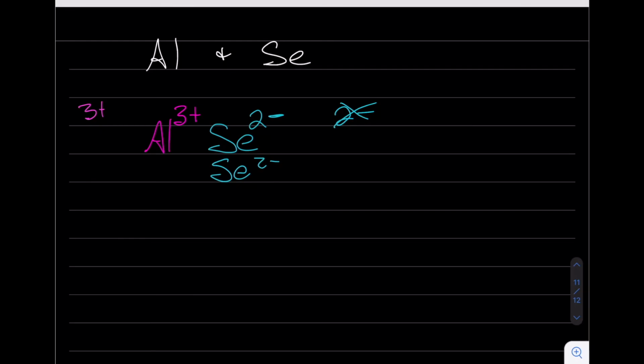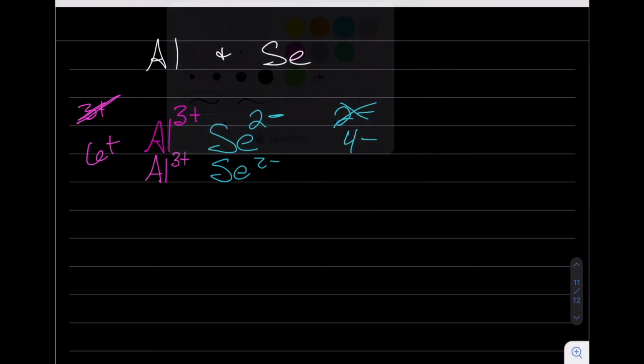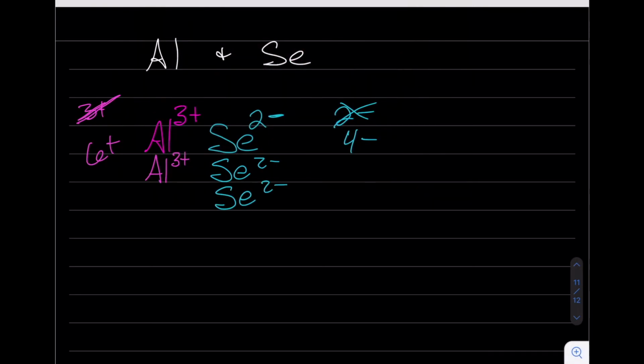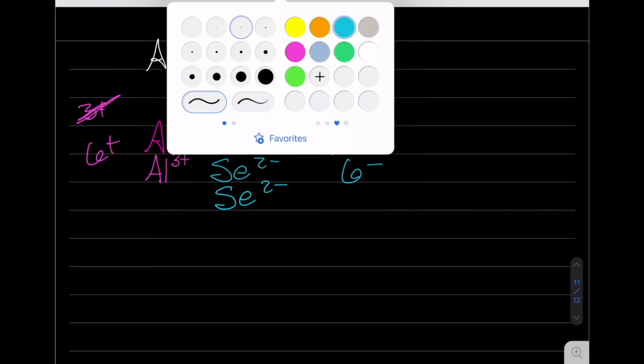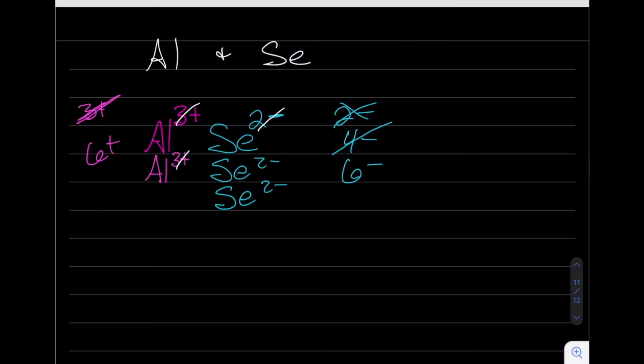Okay, so now we have 4 minus and 3 plus. That didn't work. But I now have extra aluminum. So let me just add another 3 plus and see what happens. I now have 6 plus and 4 minus. Darn it. All right, well, we'll add another selenium. Se 2 minus. 2, 4, 6. I now have a 6 minus and a 6 plus. We did it. We have the same number of total positive and total negative charges. So the charges all cancel out.